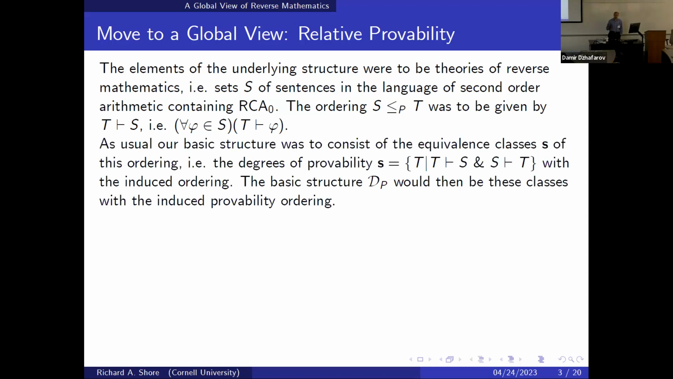And then, if you're a recursion theorist, a computability degree theorist, you mod out by the equivalence relation of things being equivalent. Those are the things that reverse mathematics studies as well, and those are the degrees. And you're going to inherit the ordering from the theories to the degrees, and you check that yes, it's well defined.